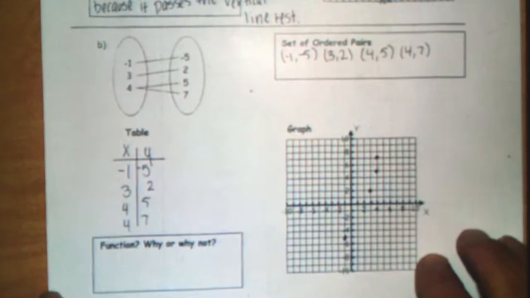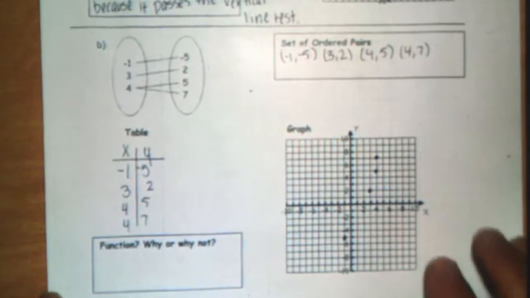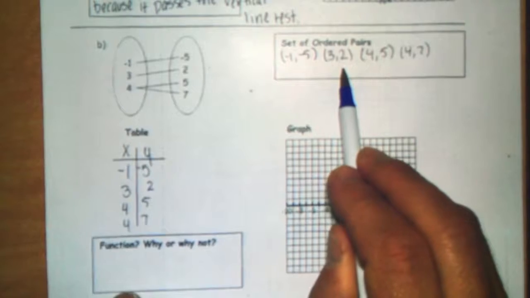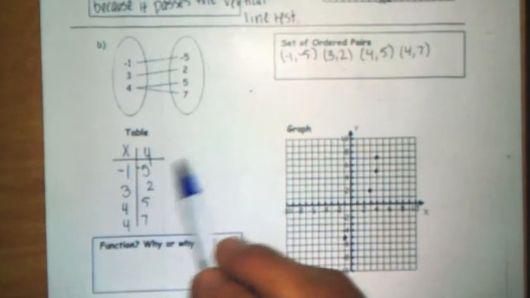All right, so for these questions we're graphing, and there are different ways to represent the points in a graph. One of them is by a set of ordered pairs, another is by mapping, and another is in a table.